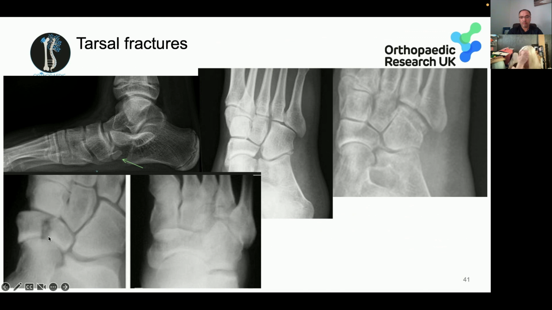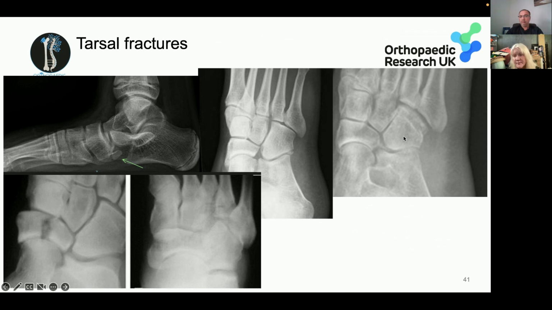Sometimes these can be undisplaced. Sometimes they can be open, and usually we can treat them operatively or non-operatively. Often it's operatively, and we just get some fixation across here.